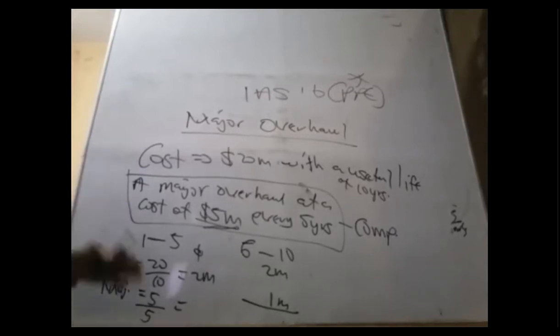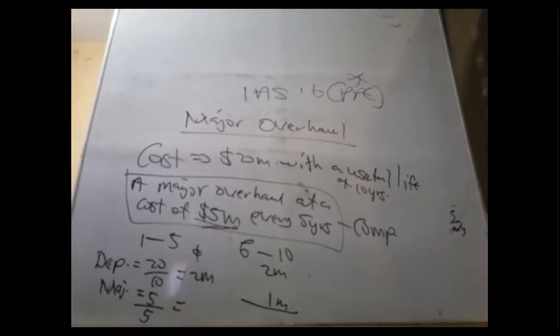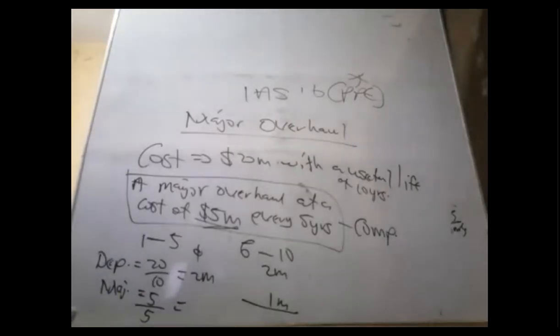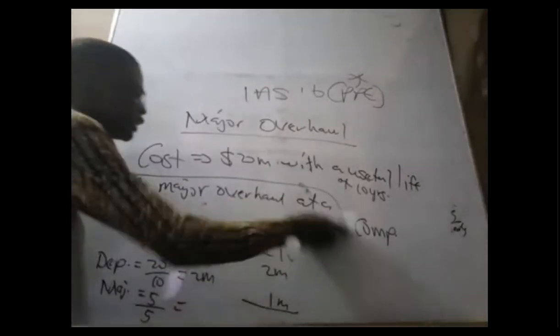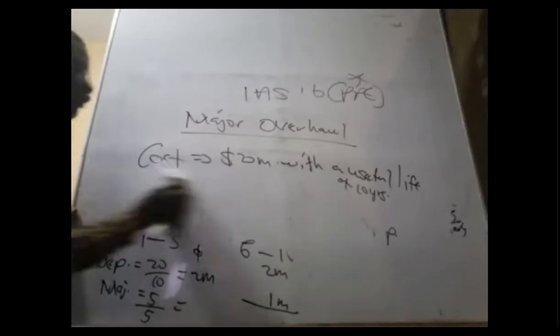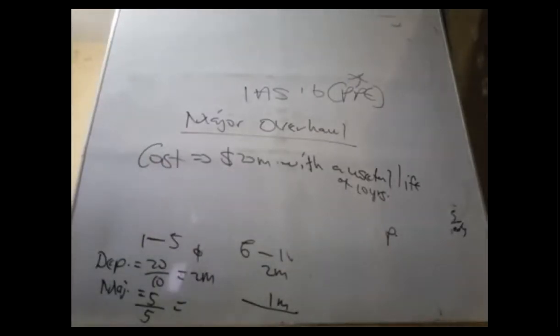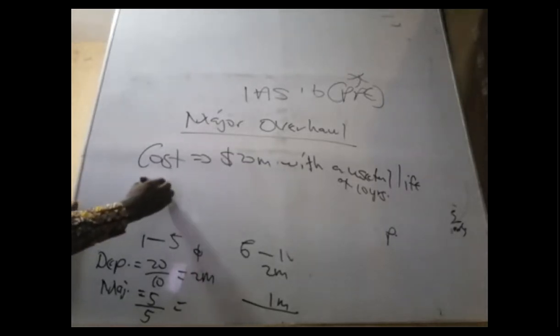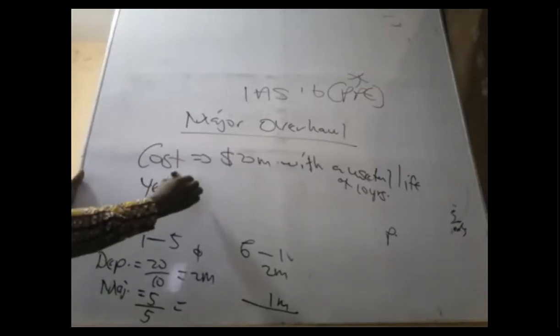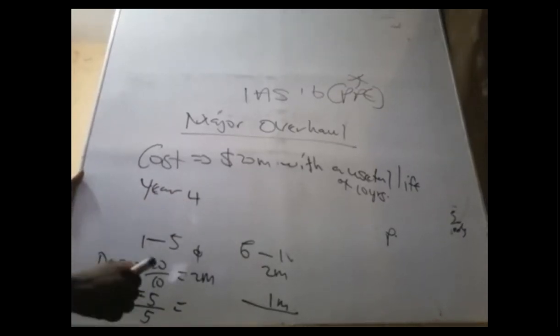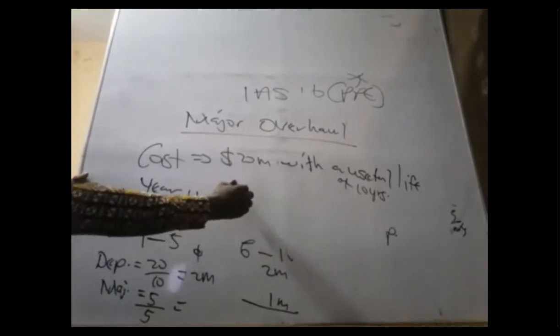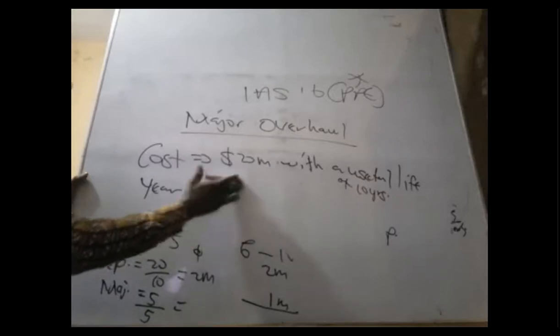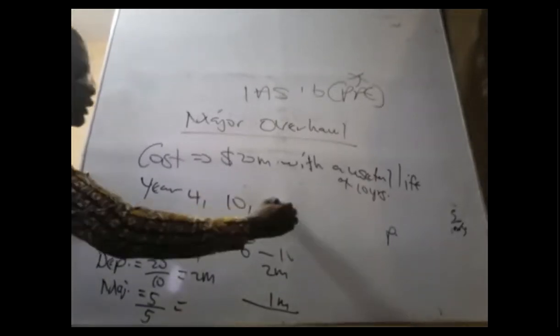Some have a regular interval, some do not. So just depreciate it over the life of the overhaul. Let's assume the overhaul will be like this. The cost is 5 million. The first overhaul will be in year 4, the second one will be in year 10, and the next one will be in year 20.